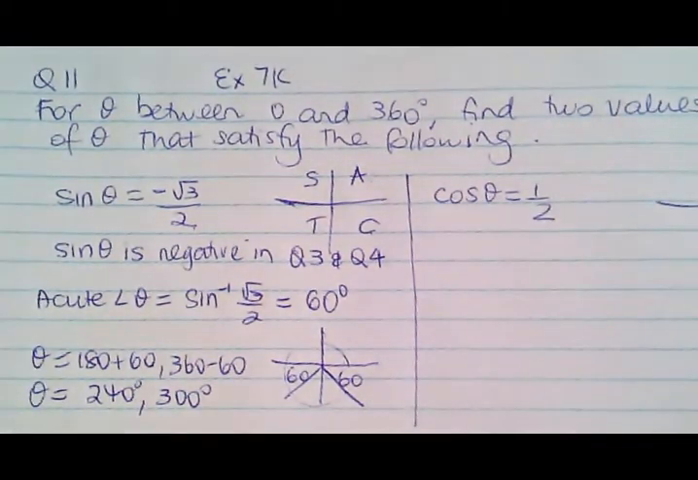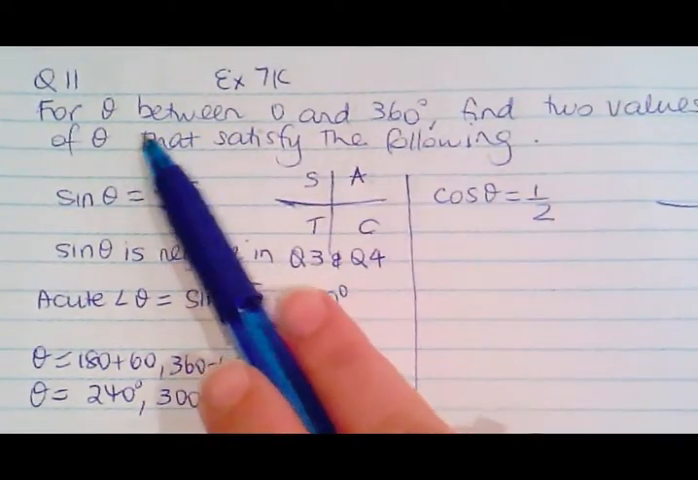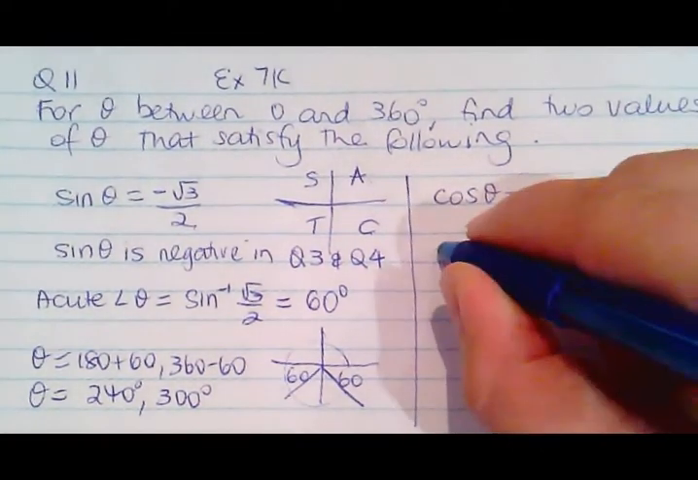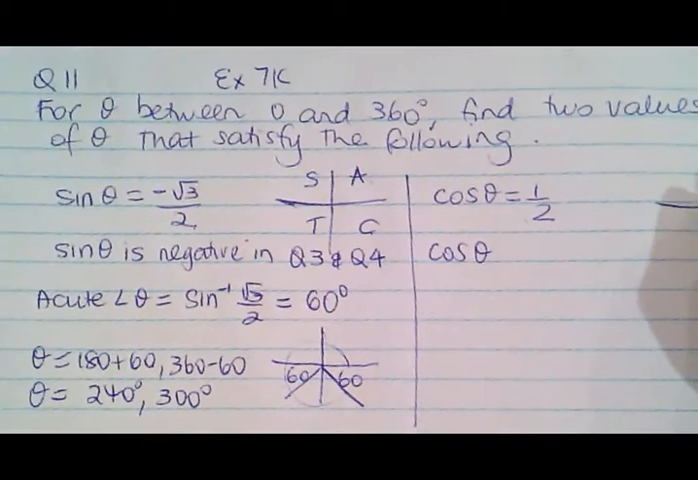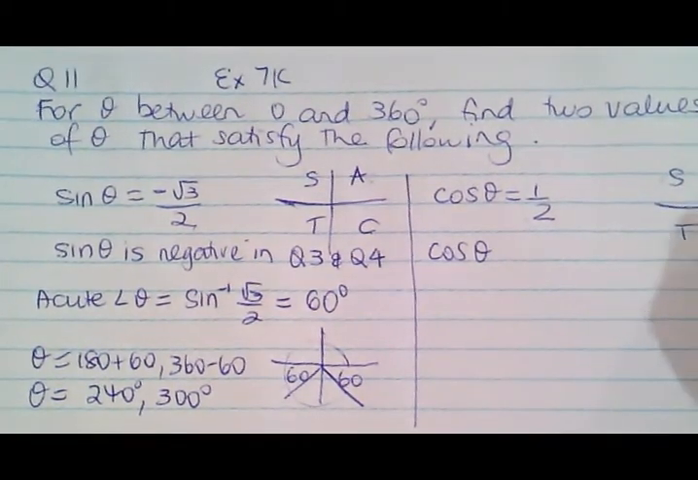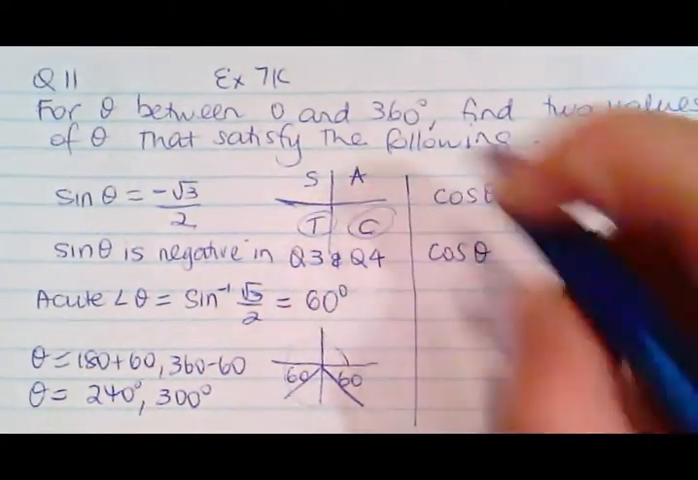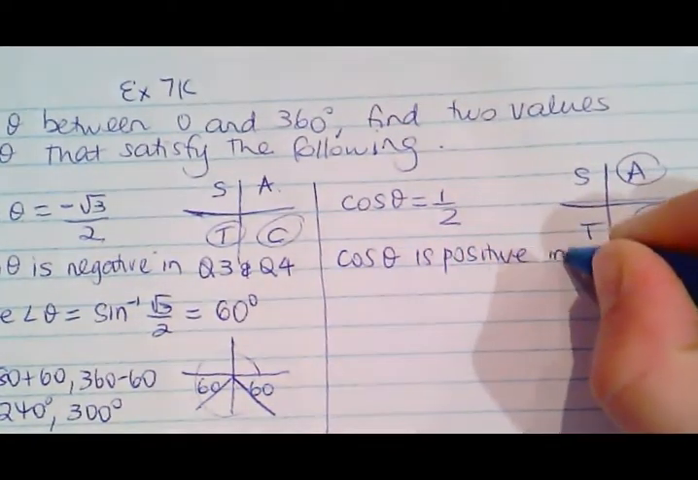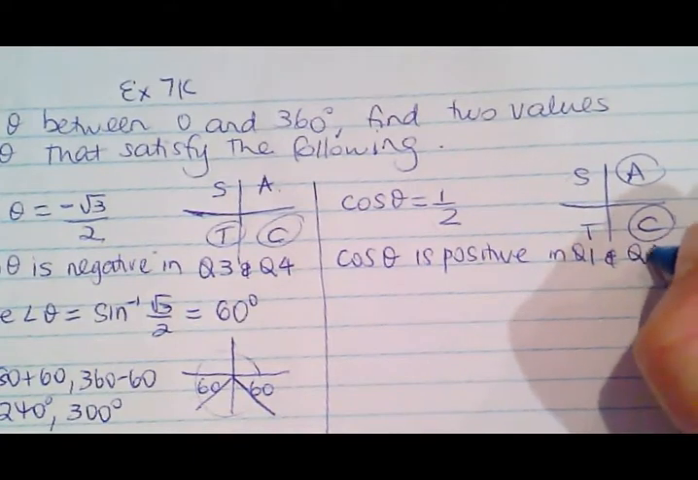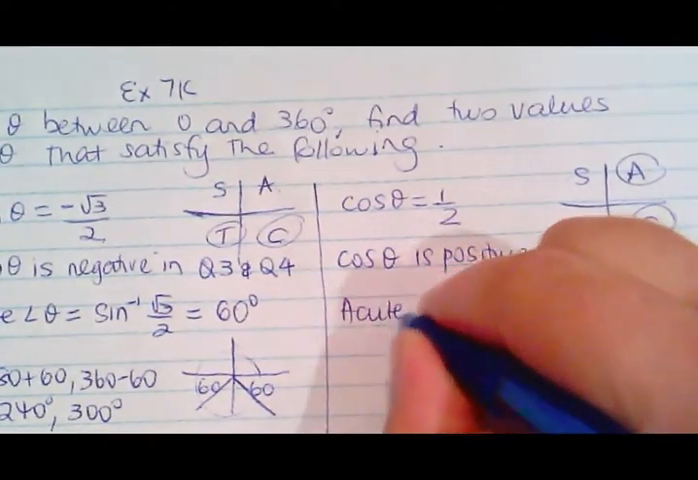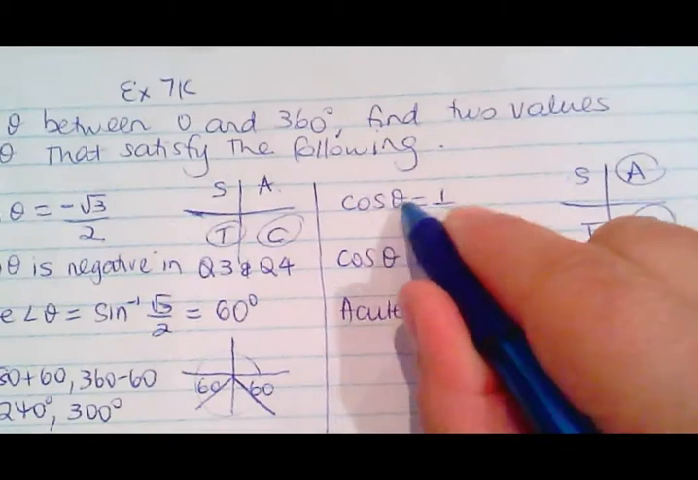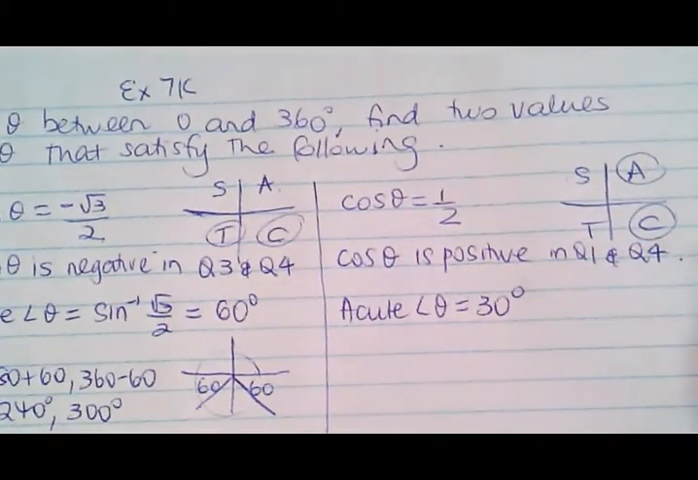Now for this next question, find the two values of theta lying between 0 and 360 that satisfy the following. Cos theta is a half. We can see that cos theta is positive a half. So here we've got all stations to central, and cos is positive in quadrants 1 and 4. So we're looking for first the acute angle theta. The acute angle is the angle between 0 and 90 degrees. So cos of what is a half? It's cos of 30, which is a half.